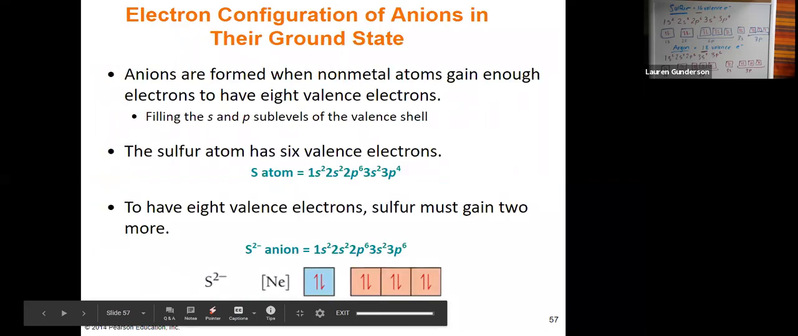So now we're going to look a little closer at electron configurations of ions in general, okay?